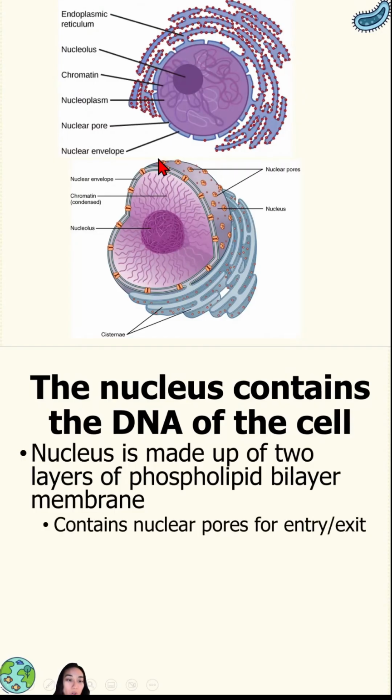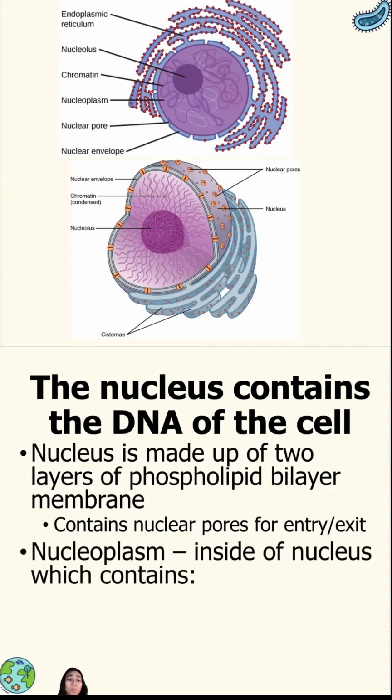There are these pores, we call them nuclear pores, as you can see here, that allow things to go in and out of the nucleus. So that's obviously really convenient. And then the inside of the nucleus is called the nucleoplasm. So kind of like how we call the inside of a cell the cytoplasm, the nucleoplasm is the inside of the nucleus. And in the nucleoplasm, there are two main things that are found in there. The chromatin, which is our DNA, and chromatin is just a fancy word for condensed DNA. So when DNA, the molecule, is condensed, we call it chromatin.